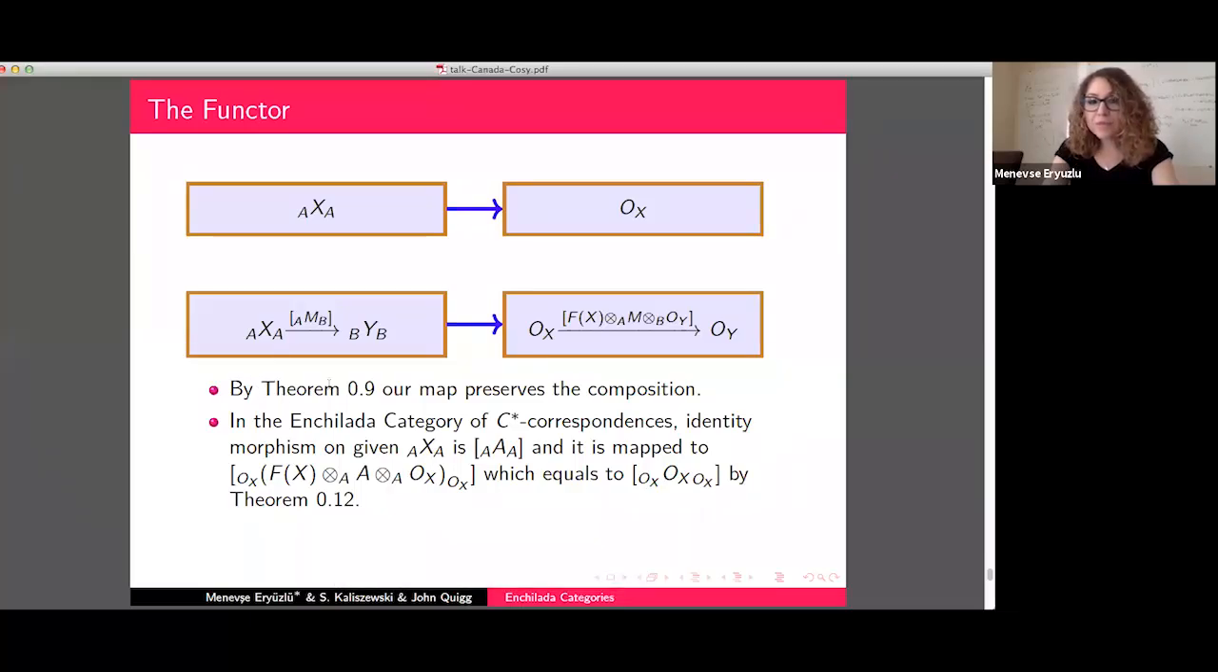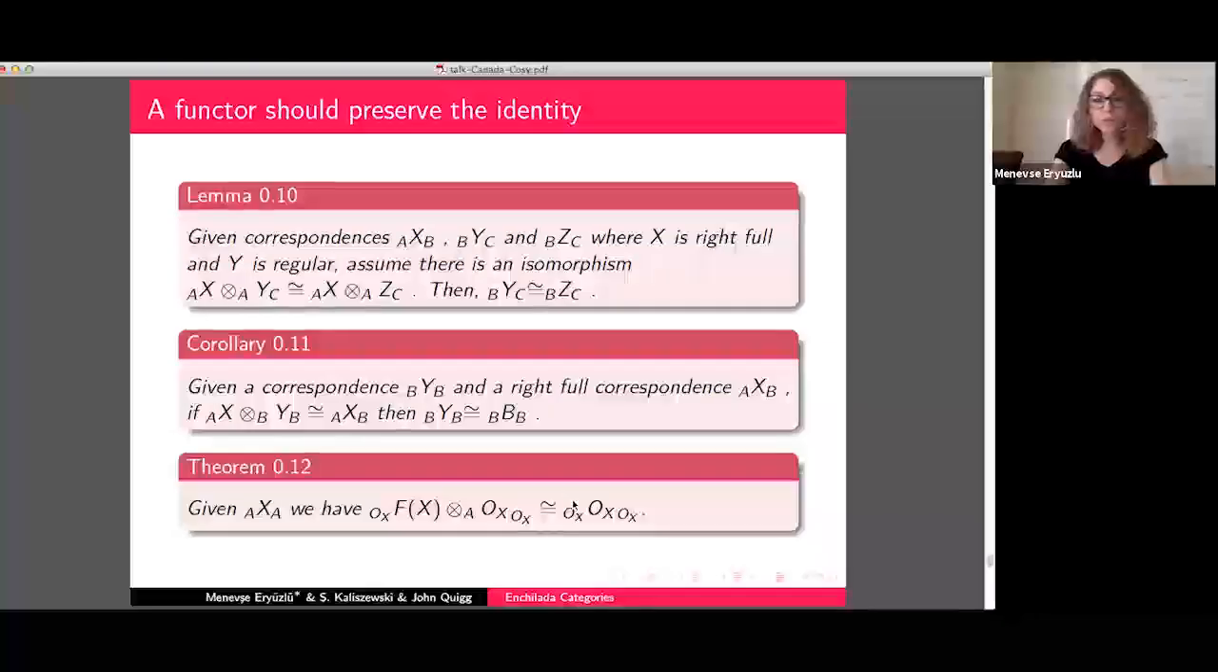Let's take the identity morphism here. So x to x, we should have an AA correspondence, A here, right? That's the identity morphism. Now, according to our map, this AA correspondence A should be mapped to this, right? But what is the identity morphism in the Enchilada category on OX? It's the OX-OX correspondence OX, right? So this has to be isomorphic to this, which was actually the most interesting part to prove. It turns out it really is true.